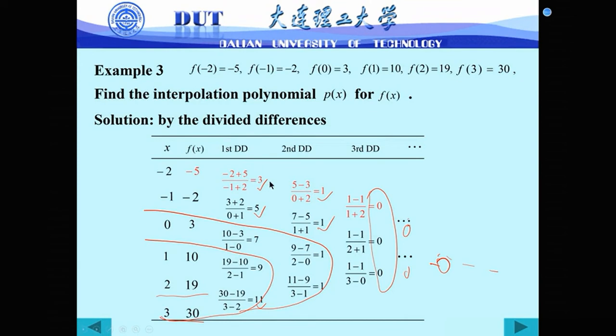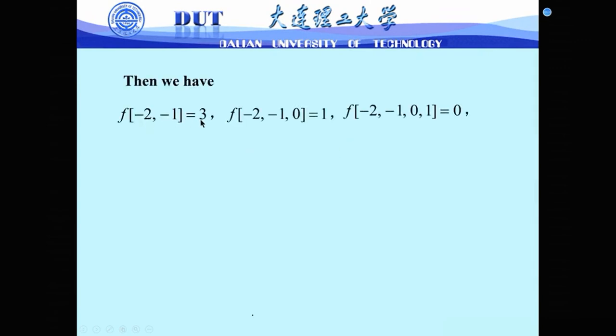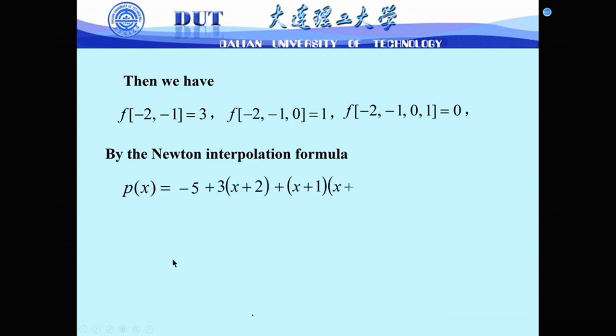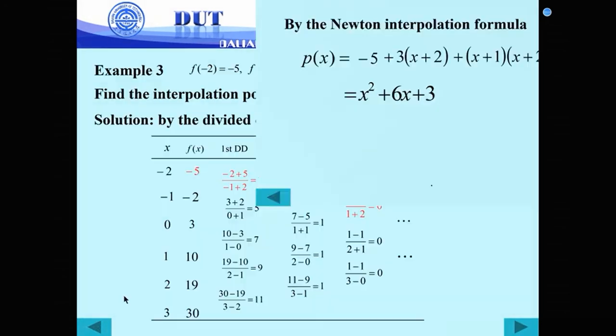Okay, now you see, actually here, for the diagonal numbers, minus 5, 3, 1, 0, 0, 0, actually zeros, right? So we only need 1, 2, 3 non-zero numbers, right? So here the first DD is 3, the second DD is 1. The third DD is 0, and so on, zeros, right? So, by the Newton interpolation formula, we know this polynomial.